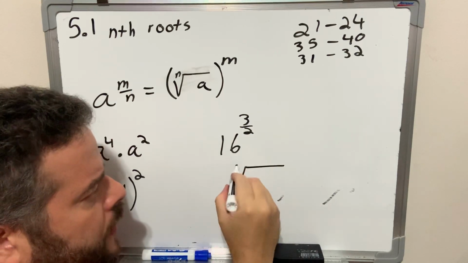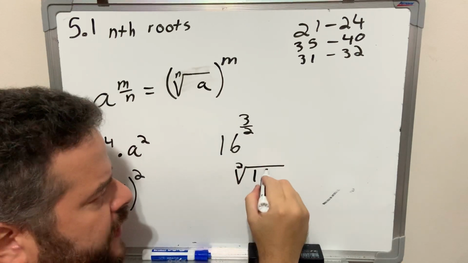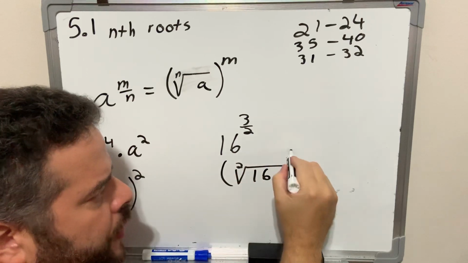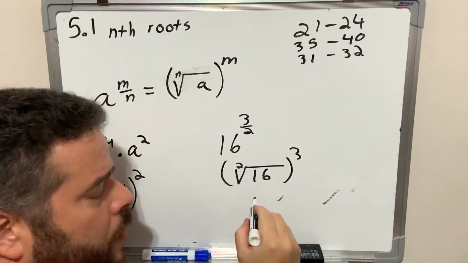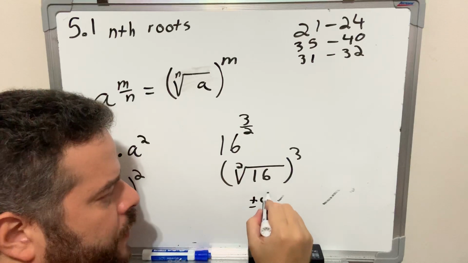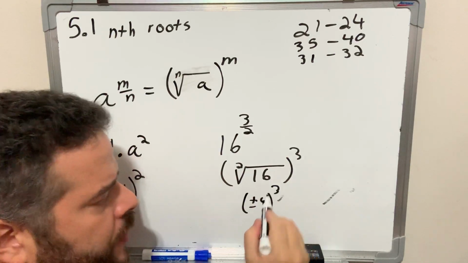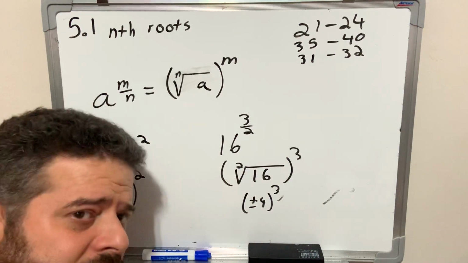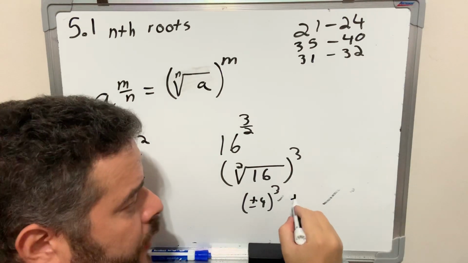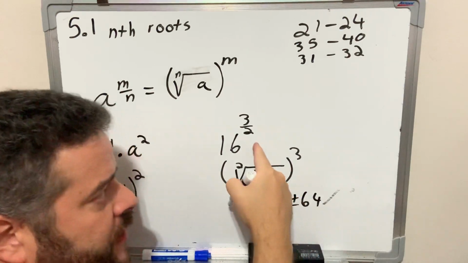Square root, again, there's a 2 there. You don't have to put it. Of 16 elevated to the 3rd power. We know that the square root of 16 is positive negative 4 to the 3rd power. 4 times 4 is 16, times 4 is 64. The answer would be positive negative 64.